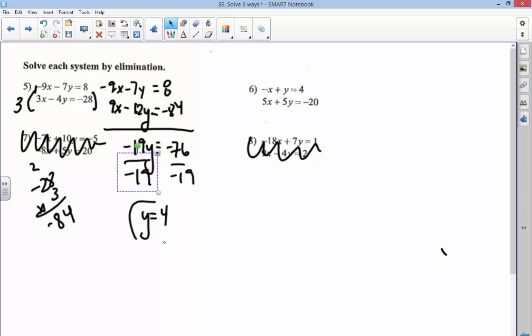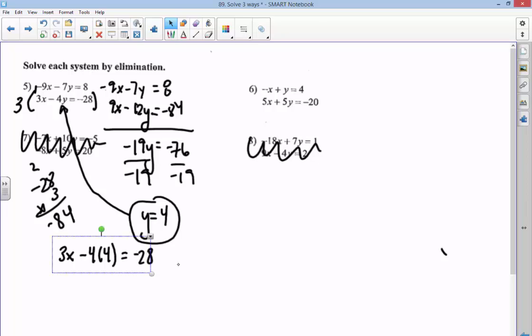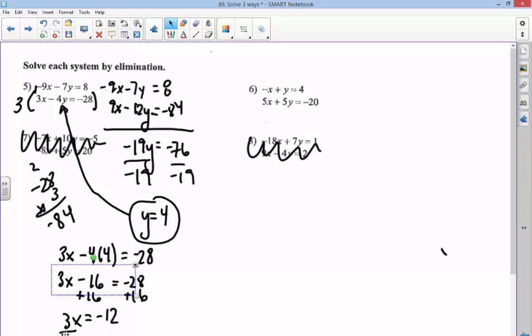And then you're just going to plug this 4 back into one of the two initial equations in for y. So 3x minus 4 times 4 equals negative 28. So 3x, negative 4 times 4 is negative 16. Then add 16. So 3x is negative 12. And then divide by 3, and x is negative 4. So the ordered pair solution is negative 4, 4.